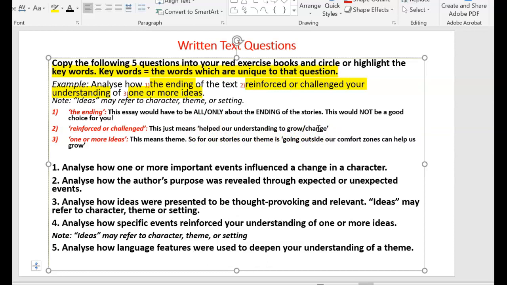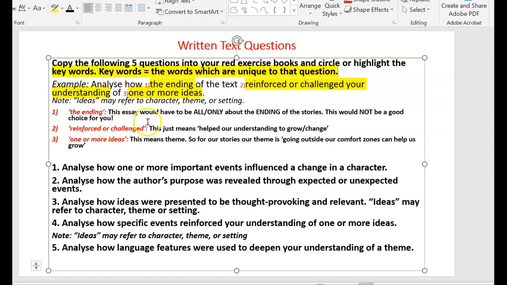And there are lots of questions like that. As you can see, there's another one down here. Two more, in fact. Analyze how specific events reinforced your understanding. That's the same word, which just means makes it stronger. This one: analyze how language features were used to deepen your understanding. That just means make your understanding deeper, better. It's the same thing. So many questions have that in them.